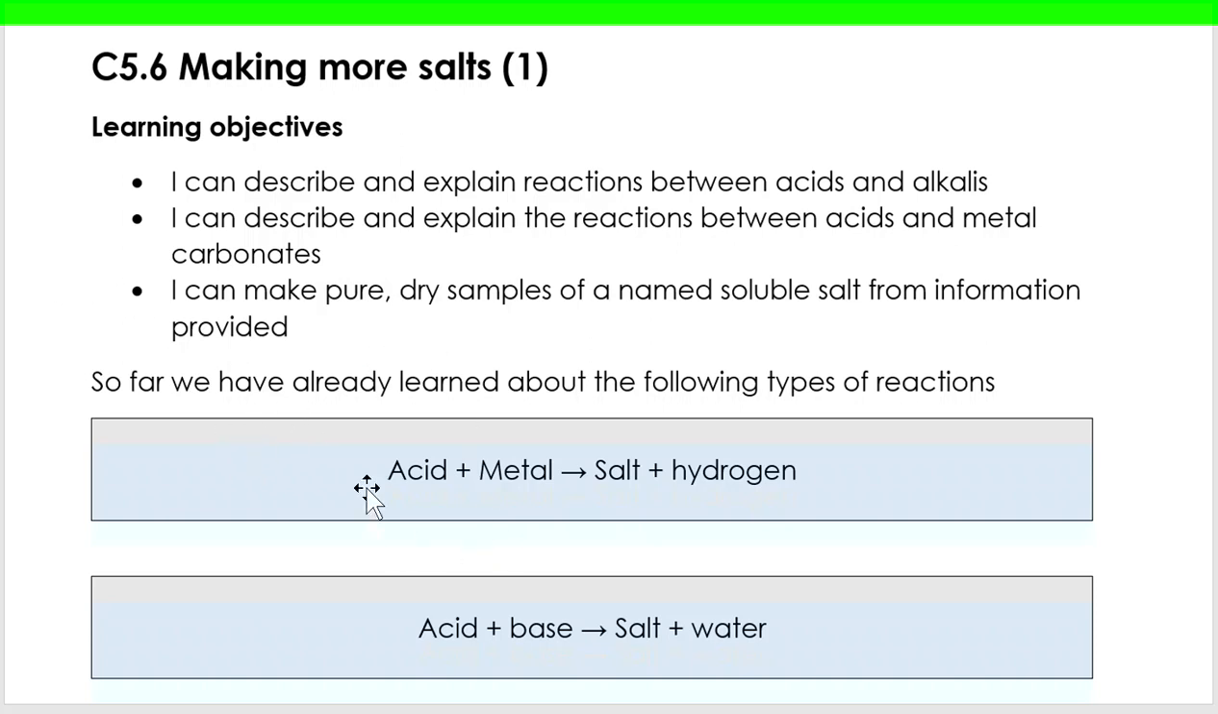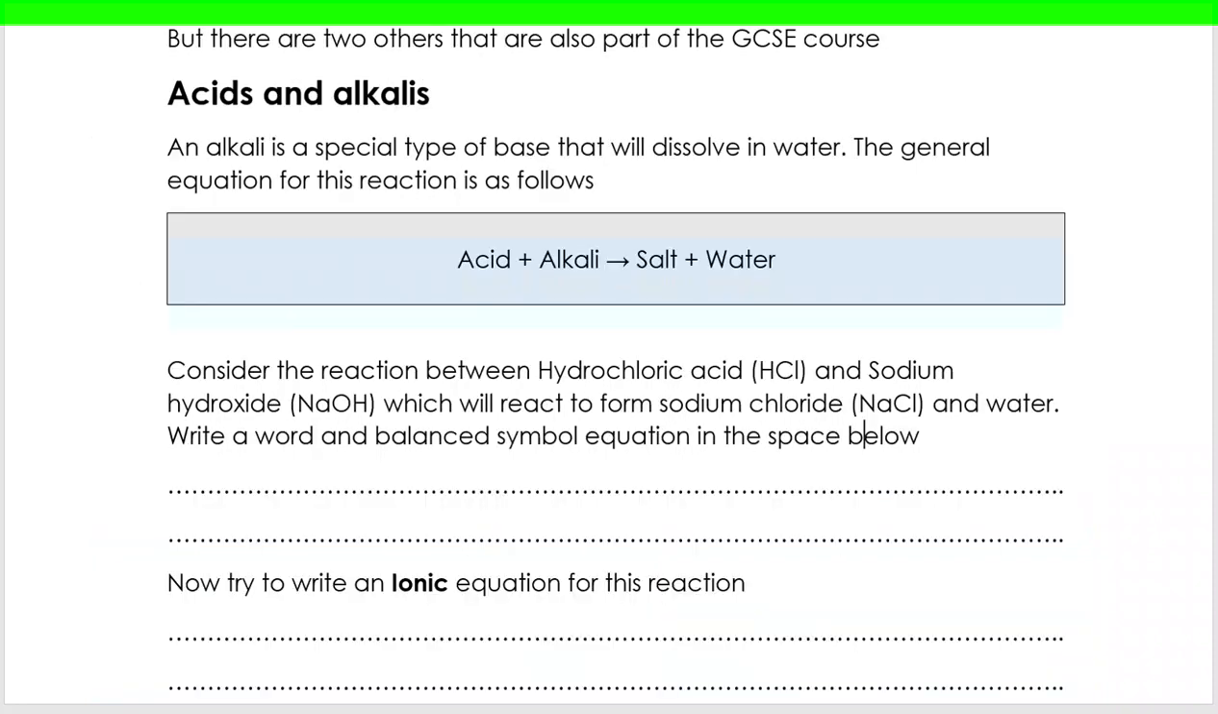We've got two that you can already see here that have been discussed in previous videos. An acid and a metal will make a salt and hydrogen. An acid and a base will make salt and water. Now, we're going to start by looking at acids and alkalis. So have a read through, have a think about the activities here.